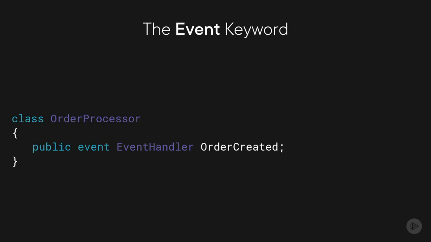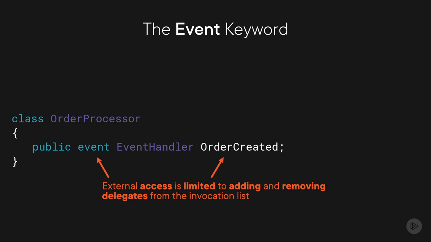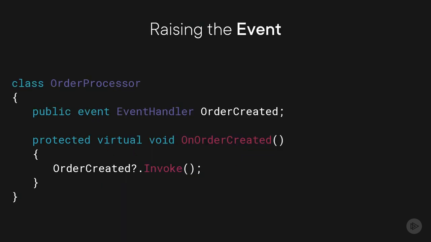When you introduce the event keyword with your delegate, you are now limited to only adding and subtracting method references from the invocation list. To invoke the event handlers, you must do this from within the publisher. This will let all its subscribers know that the event has occurred.